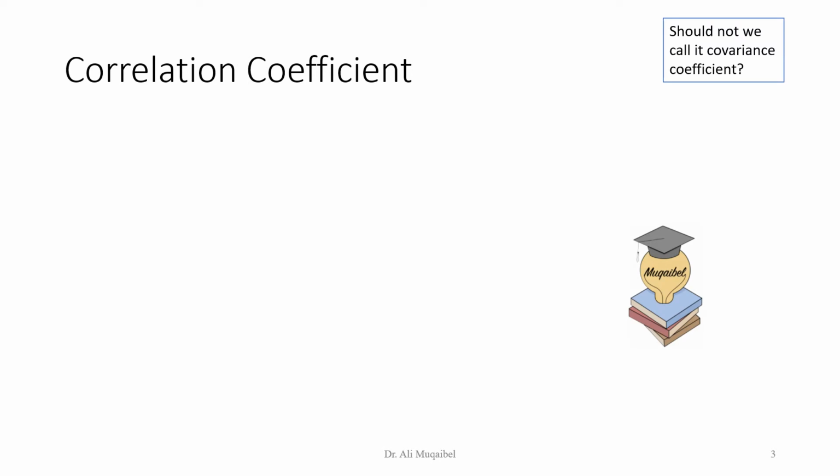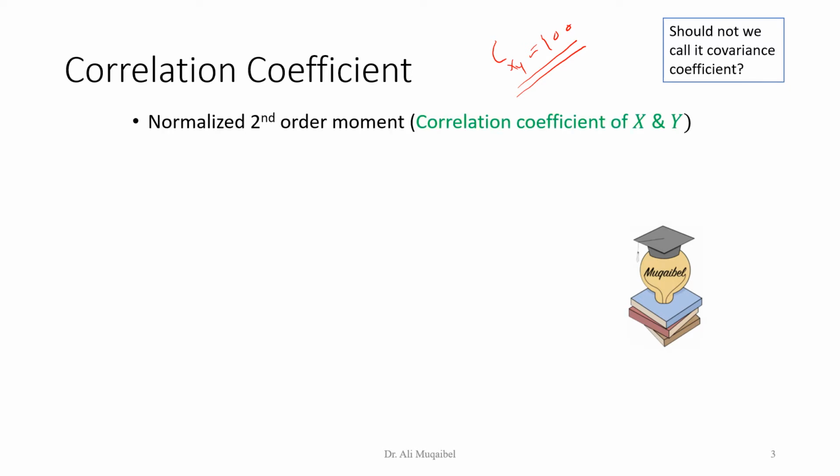Now, there's one problem with the correlation and covariance. They depend on the original value of the random variable. So if you change the units, if you use kilograms or pounds, you get a different value for covariance. So if we say the covariance equals 100 or 200, we don't have a very strong physical meaning unless you go back to the units. So we define what's called the correlation coefficient. The correlation coefficient is the normalized second order moment.